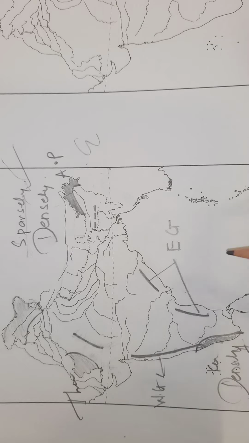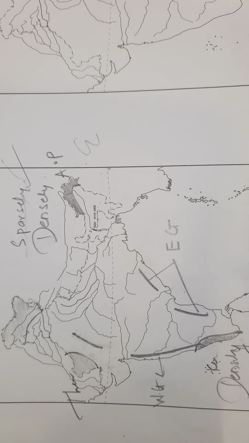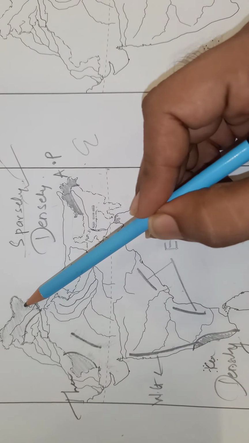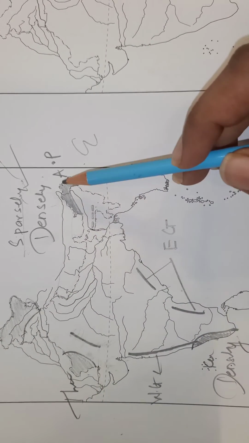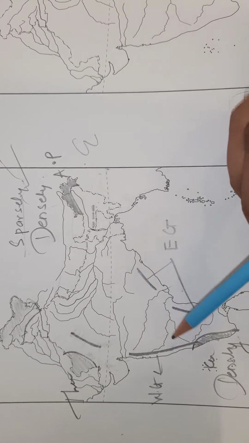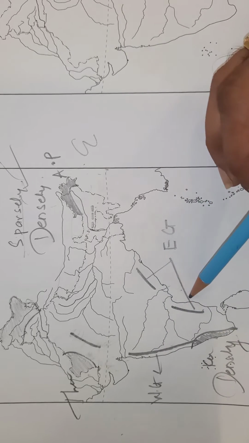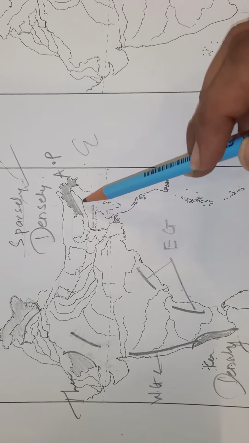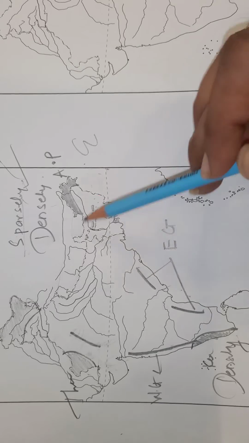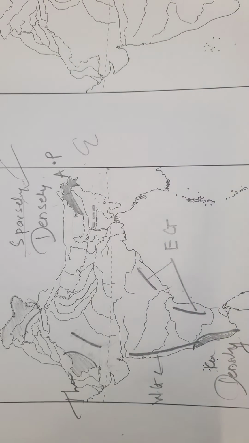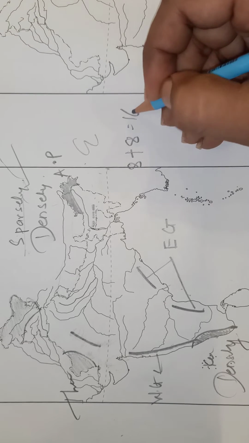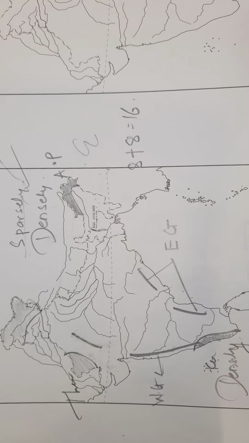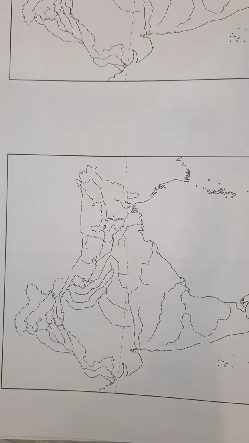So in this map also we have completed the 8 things. The first one was Jammu and Kashmir, second Kerala, third Thar, fourth Arunachal Pradesh, fifth the Western Ghats, sixth the Eastern Ghats, seventh the Garo, Khasi, Jaintia hills, and eighth the Thar Desert. So till now we have completed 16 markings. Now I will be taking a new map to mark the next 8 things.